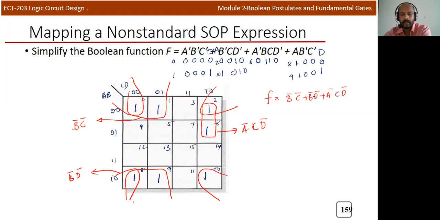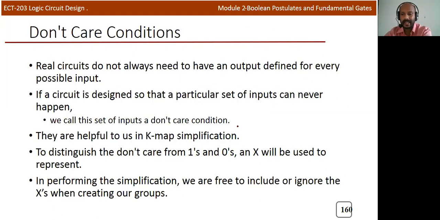Okay. Now we will discuss another case that is known as don't care condition. If you take any circuit, it's not guaranteed that all the input combinations will provide some kind of output. Some set of inputs can never happen in a particular circuit. Then that kind of inputs we can consider as a don't care condition. In a real circuit, we do not always need to have an output defined for every possible input. So there can be some limited number of sets. In that particular case, the remaining input combinations are known as don't care condition.